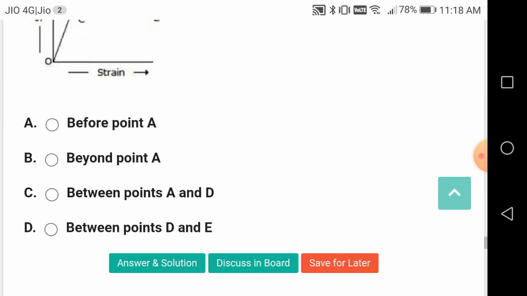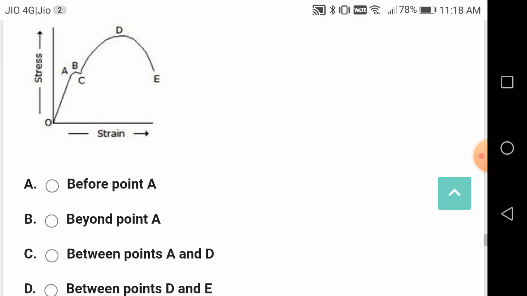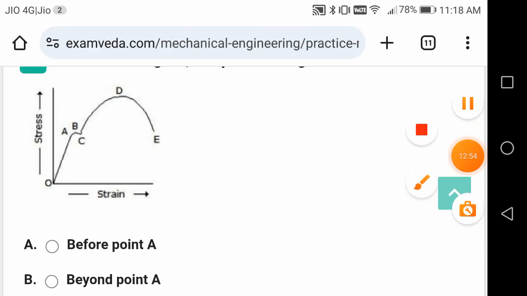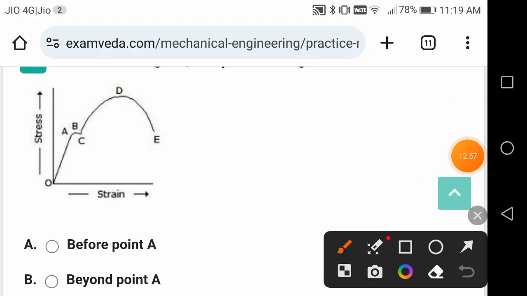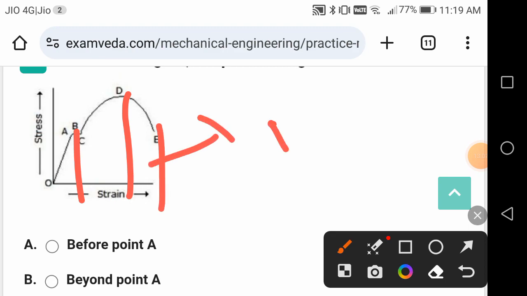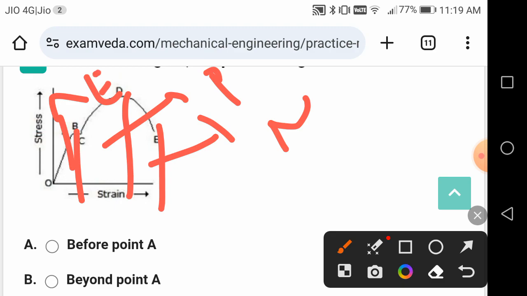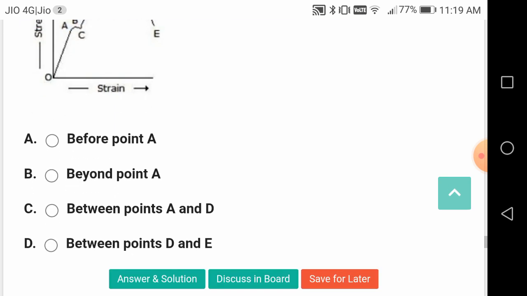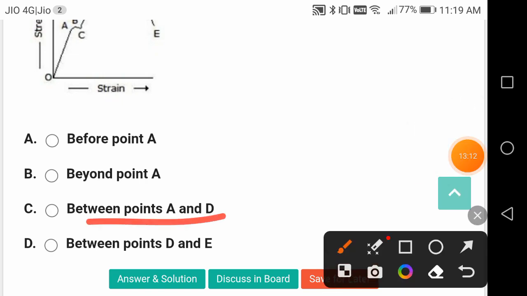In the below figure, the plastic range occurs between A and D, not D and E. D and E is the necking region, friends. This is your elastic region, this is the plastic region, and this is the necking region. So from A to D, it is all plastic region.